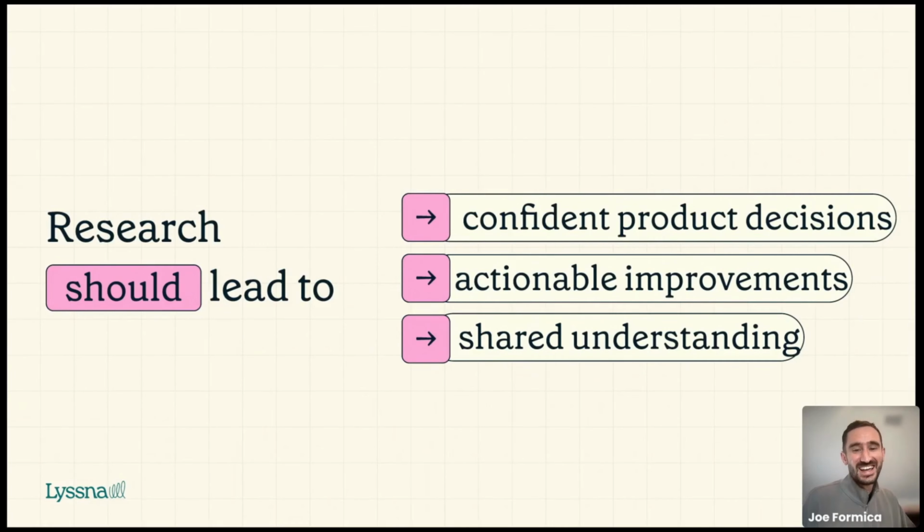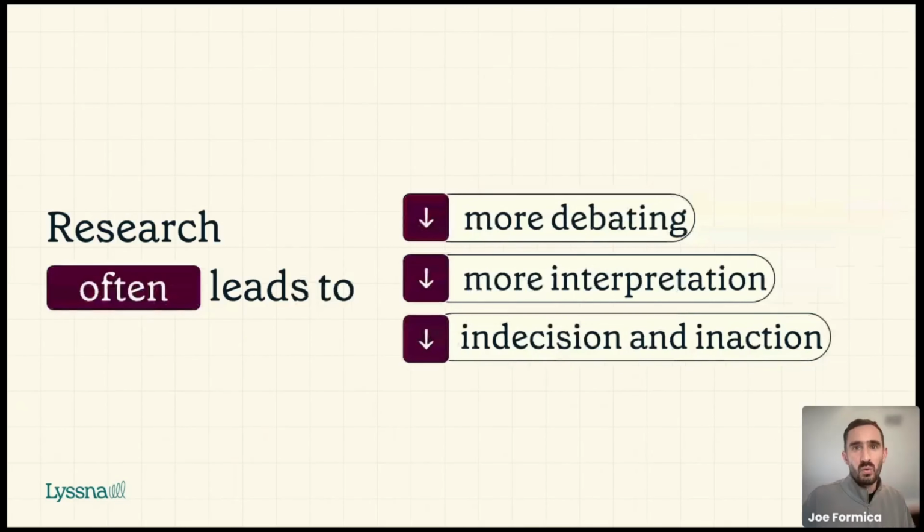I know some of you are probably looking at this: yes, we know, Joe, this is how it should work, but I think it's important to set it up that way if we're going to talk about what it often leads to and how to improve that, which is more debating, more interpretation, more indecision and inaction. And I see this all the time in projects that I've worked on, teams that I've worked with, all who are competent and good teams of people, talented people working towards the right goals. But you see this so often where the research just doesn't go anywhere, right? You get those results and it leads to a lot of long meetings with people trying to figure out what to do next.